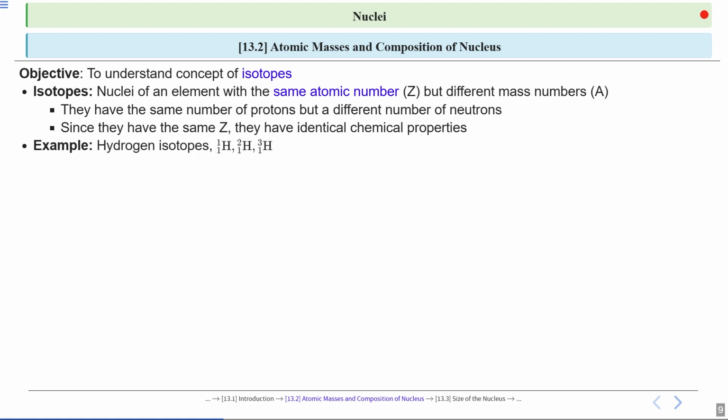Let's look at a concrete example, the isotopes of hydrogen. Hydrogen has 3 common isotopes: hydrogen-1, hydrogen-2, and hydrogen-3. Each has 1 proton, but they have different numbers of neutrons, that is 0, 1 and 2 respectively. This shows how isotopes of an element can have different mass numbers but the same atomic number. Hydrogen-1 is also known simply as hydrogen, hydrogen-2 is known as deuterium, and hydrogen-3 is known as tritium.